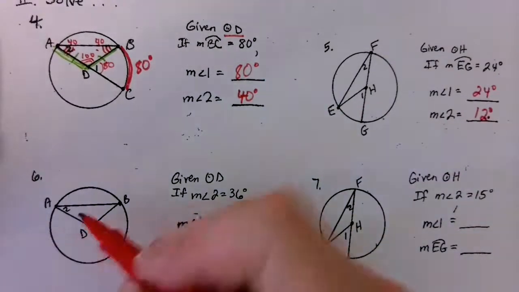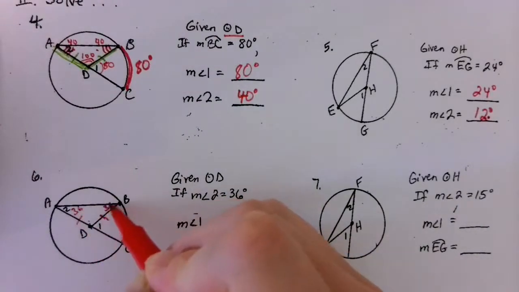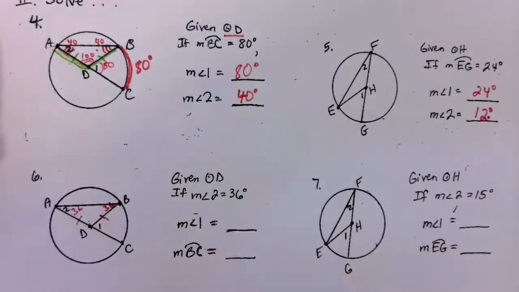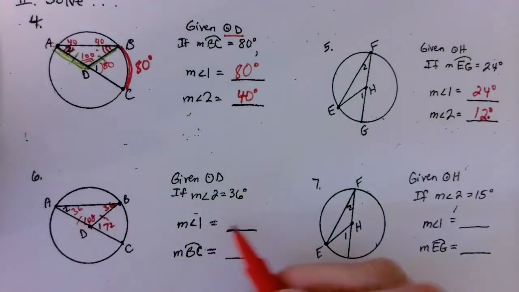So if angle 2 is 36 degrees and I still have an isosceles triangle here, then this is 36 and this is 36. 36 plus 36 is 72. Subtract from 180, this is 108. Or wait, this is the exterior angle. It has to be the sum of the 2 interior angles. So angle 1 equals 72 degrees and arc BC equals 72 degrees.